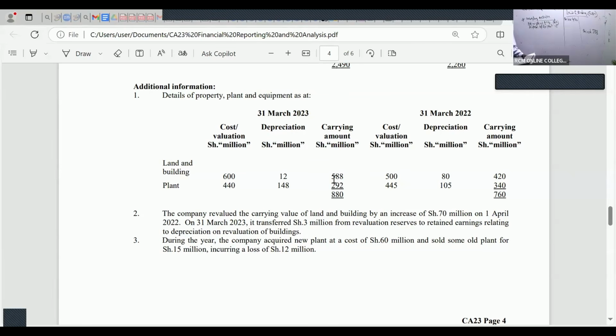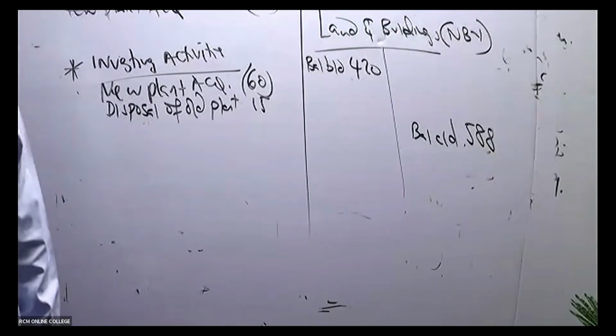And then now we shall be able to look for, ladies and gentlemen, any note regarding purchases. Any note regarding what here? Revaluations. You can see note number 2. The company revalued the carrying value of land and buildings by an increase of 70. So this 70, ladies and gentlemen, is an upward increase here.